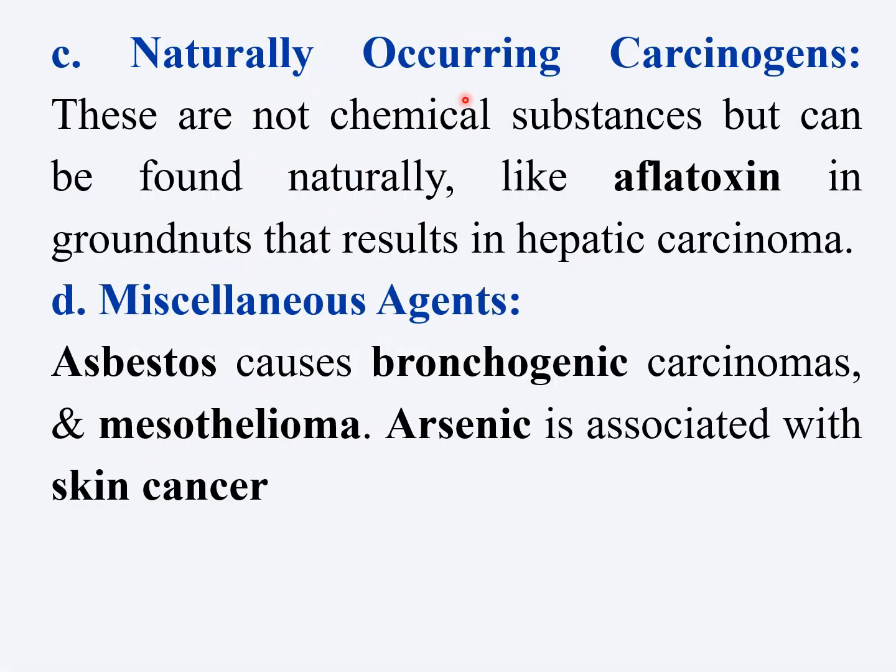Finally, we have naturally occurring carcinogens and miscellaneous agents which can result in cancer. For naturally occurring carcinogens, we have aflatoxins, which are found in ground nuts, and result in hepatic carcinoma in some African countries like Sudan and Darfur. Those who eat ground nuts a lot, sometimes the ground nuts may develop some sort of toxins within them. And the result of that is hepatic carcinoma.